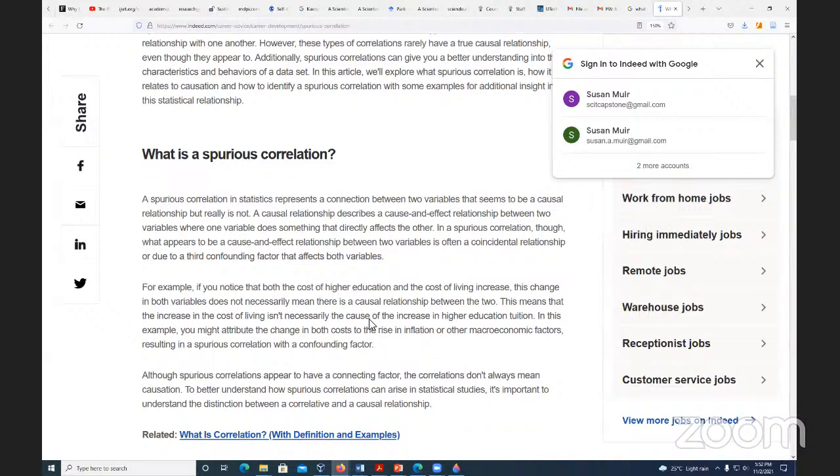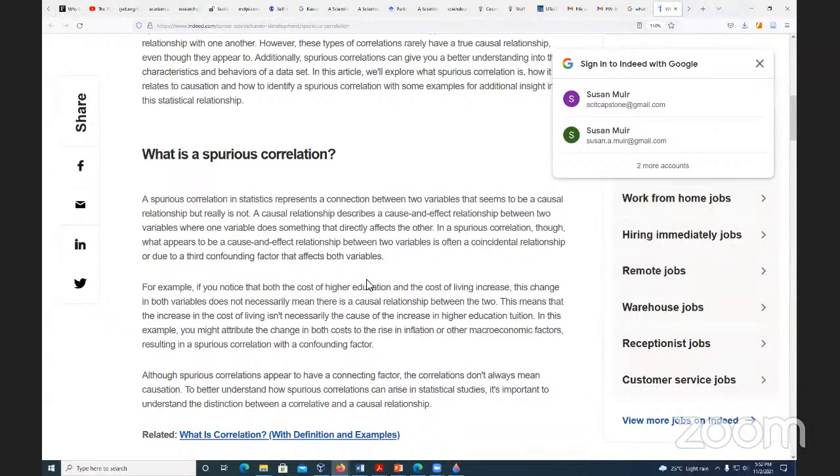Okay, I don't know. So they have an example here: the cost of higher education and the cost of living increase. Well, this is definitely true. What has been happening both in Jamaica and in the US for certain is that the cost of living is increasing, and the cost of higher education. In fact, in the US, the cost of higher education has been crazily going up much more than their cost of living.